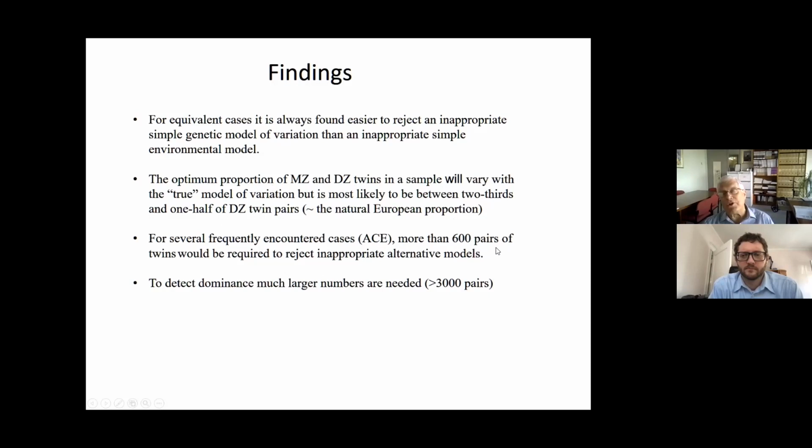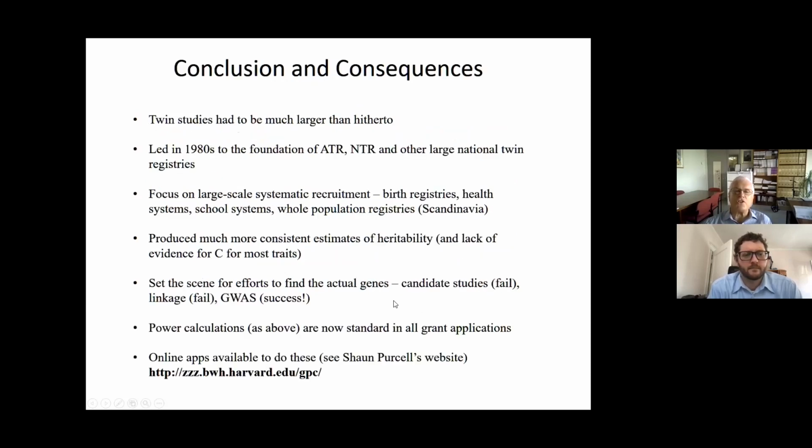And by the way, if you want to do this separately for males and females, which I always think is advisable, because you can never assume that the sources of variation are the same between males and females, then you're going to need 600 male pairs and 600 female pairs. And I haven't dealt with the case of dominance. Much of our paper, the one I showed you, actually deals with the problem of detecting dominance, but that turns out to be a much harder problem again, and requires more than 3,000 pairs. So the conclusions and consequences of this work were that twin studies really had to be very much larger than they had been up to that time.